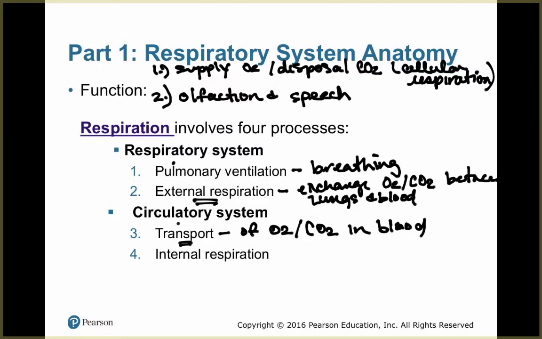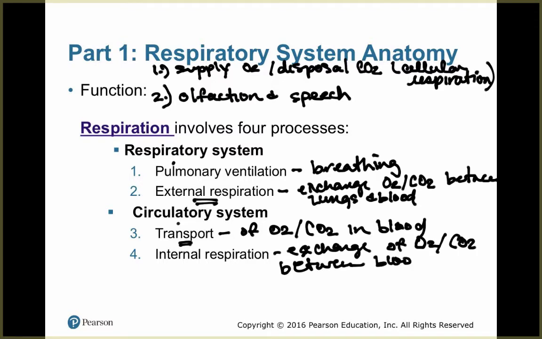Now, once we actually get to those tissues, we need to exchange it. So that's what internal respiration is. Again, an exchange of CO2 and O2 between blood vessels and tissue. So you can see respiration is in both of these, and so this is basically going to be the exchange of those things.